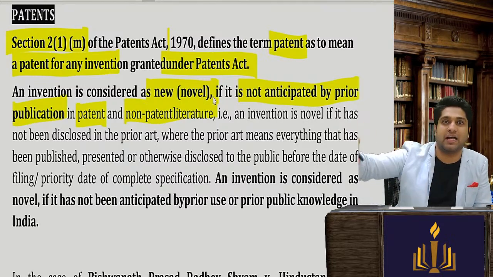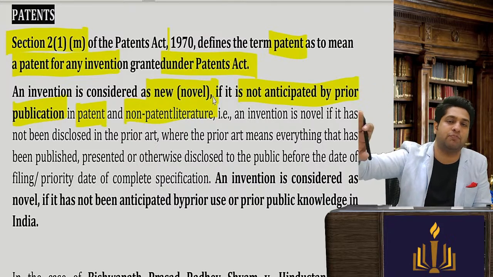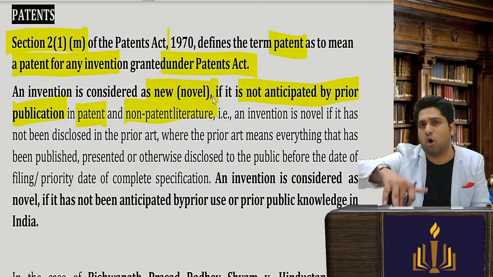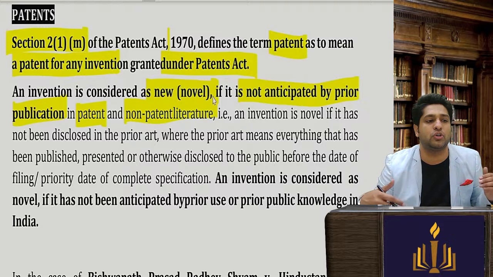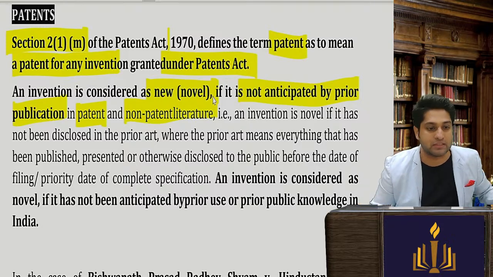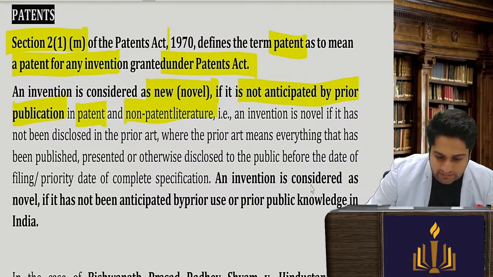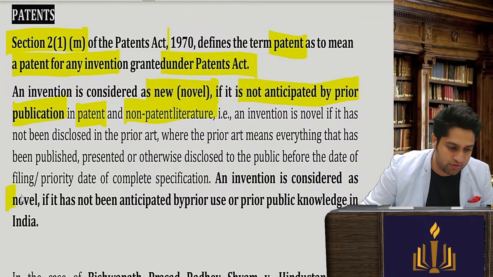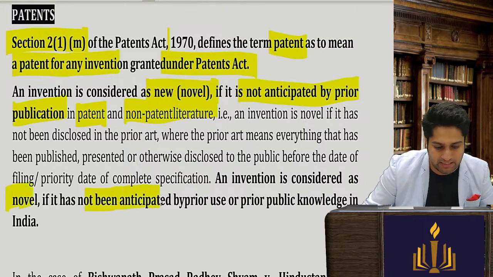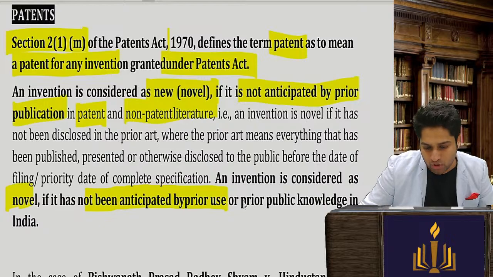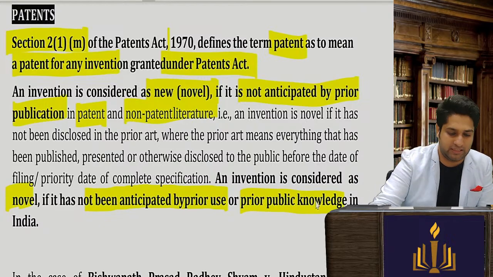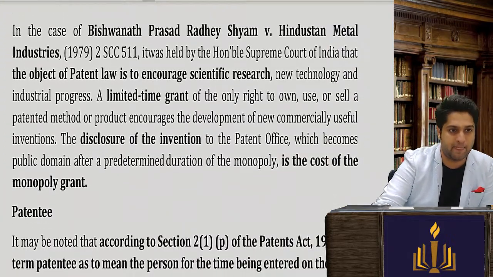Patent literature means what? There are articles and publications made of patent journals also, not from there or from any other magazine. It should not have been published and obvious. Invention is considered as novel, new, if it has not been anticipated by prior use or prior public knowledge in or outside India.